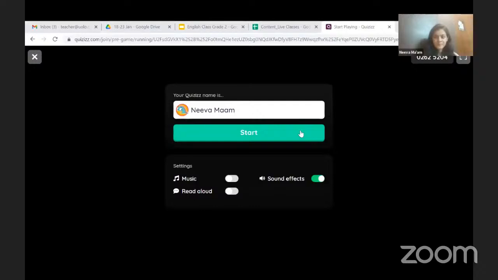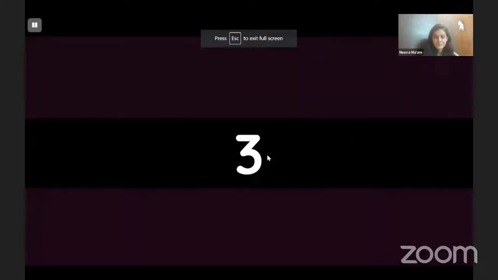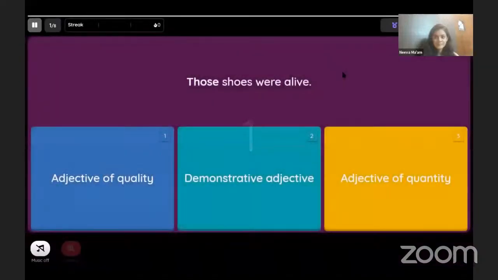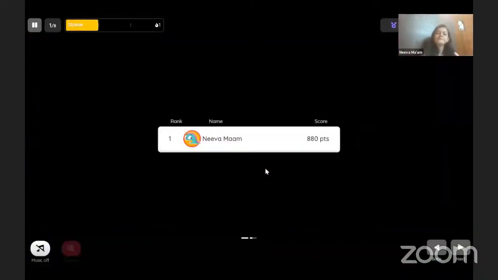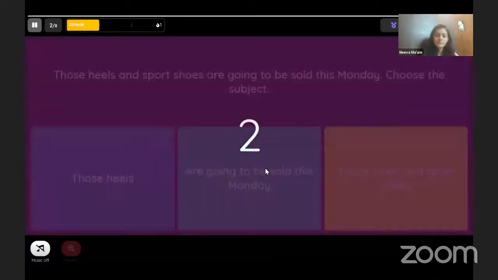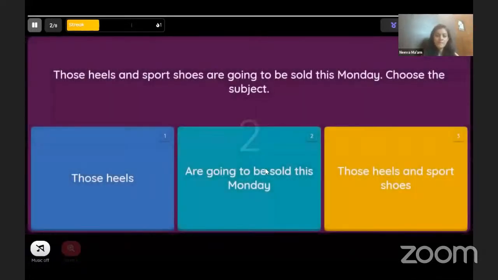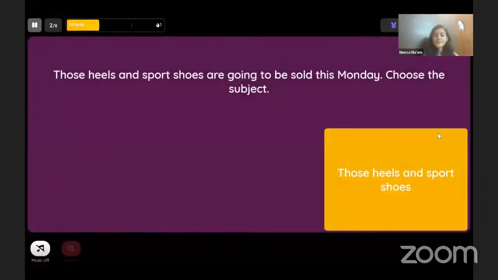All right. Is everybody ready? Shall we go on and discuss the quiz now? Those shoes were alive. What is the word those? Is it adjective of quality, demonstrative adjective, or adjective of quantity? Demonstrative. Those heels and sport shoes are going to be sold this Monday. Choose the subject. Those heels and sport shoes.